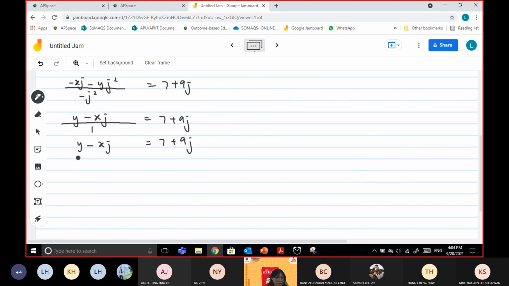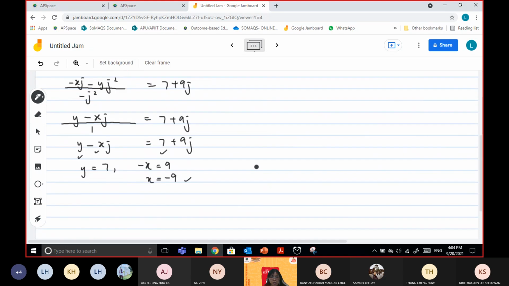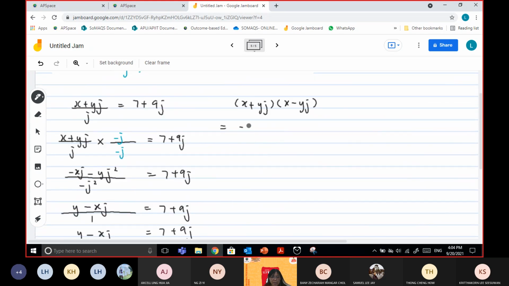Just compare both sides. So y equals 7. Then minus x equals 9, so x equals minus 9. So y equals 7, x equals negative 9. Next we proceed to find (x + yj)(x − yj), where x is minus 9 and y is 7.